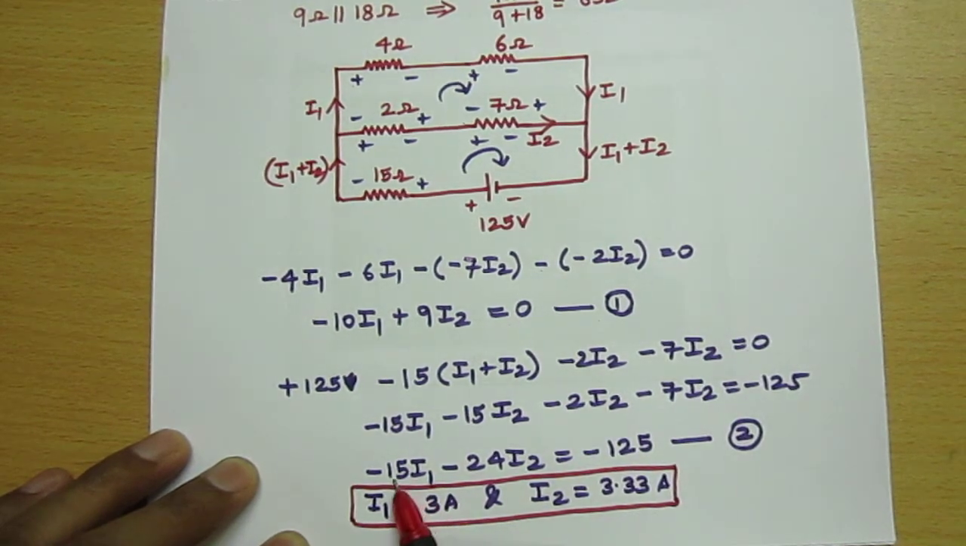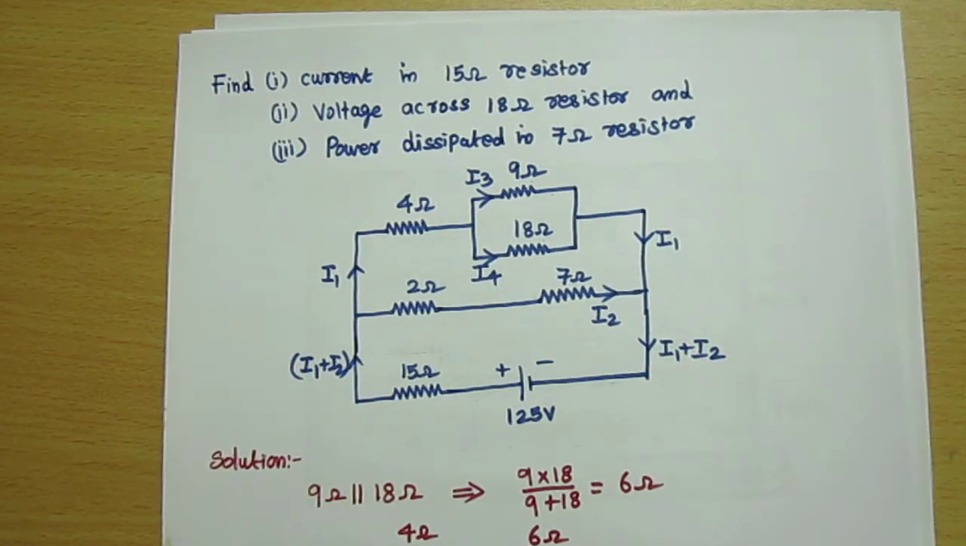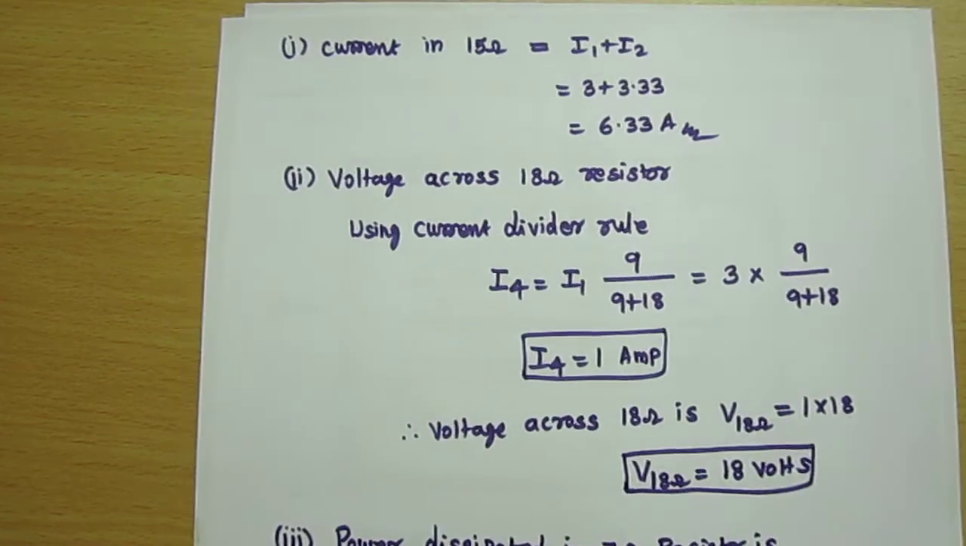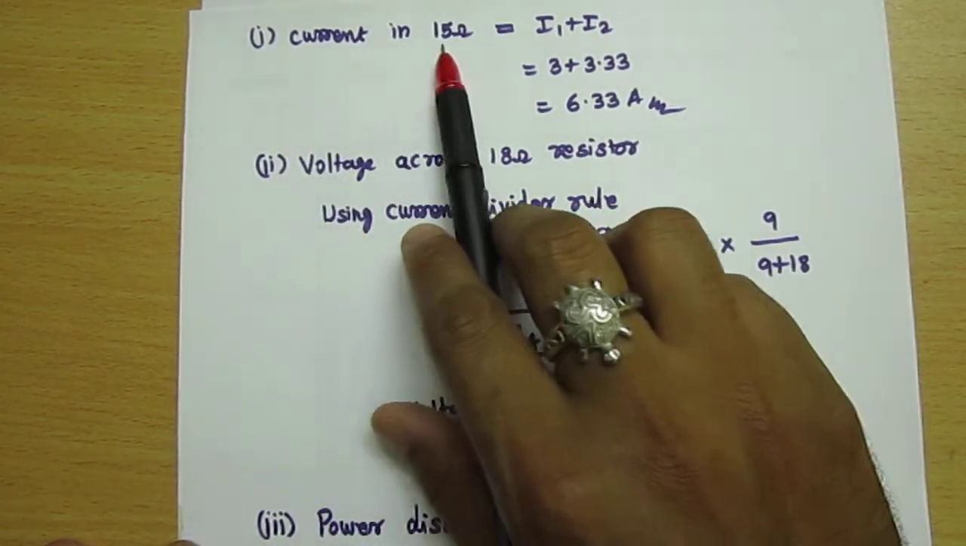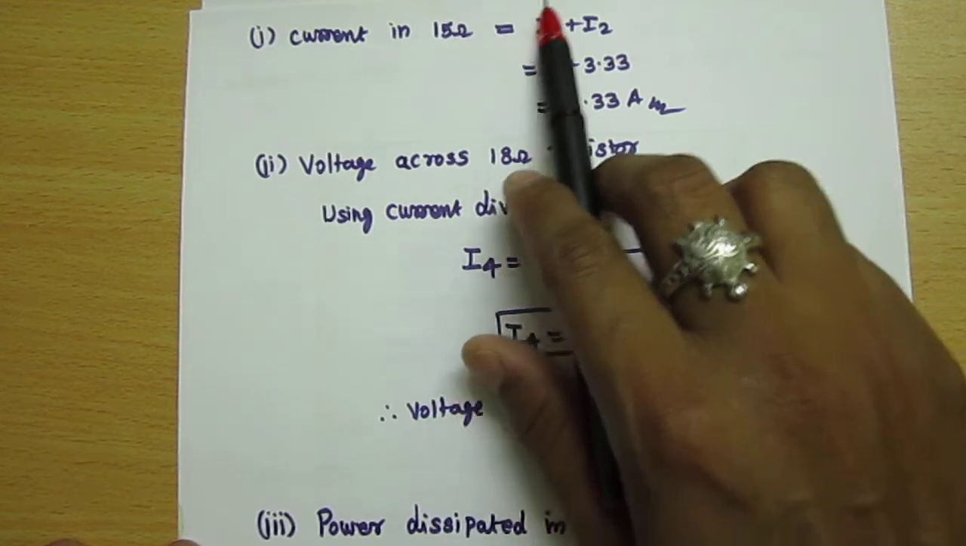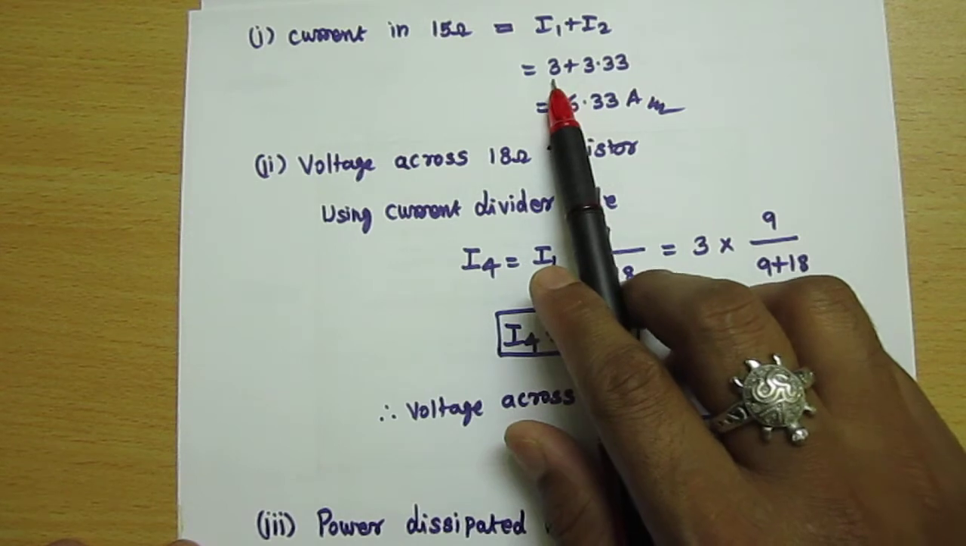If you simplify this, we get minus 15 I1 minus 24 I2 equal to minus 125. Naming this equation 2. Now if you substitute these in the calculator, we get I1 equal to 3 amps and I2 equal to 3.33 amperes. The first question is the current in the 15 ohm resistor, which is I1 plus I2. Just now we found I1 and I2.